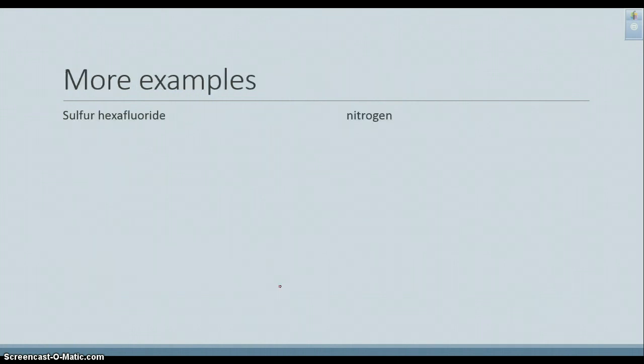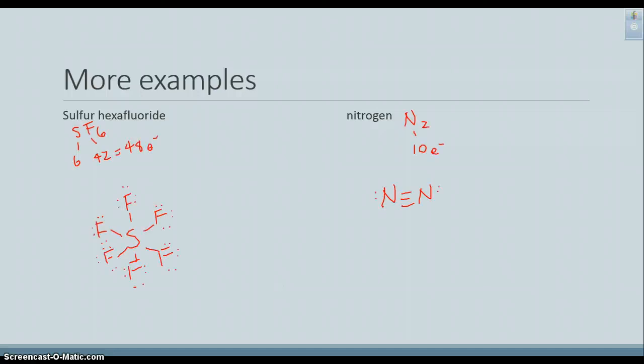It's not required. Let's try some examples here. You can pause and try these out on your own first. And here are your answers for these.